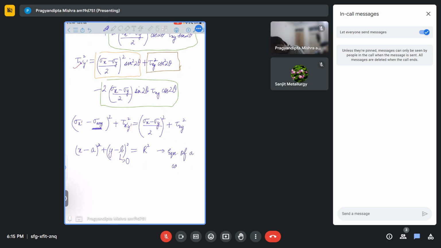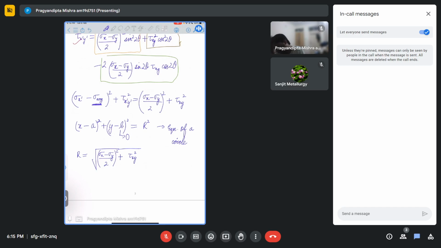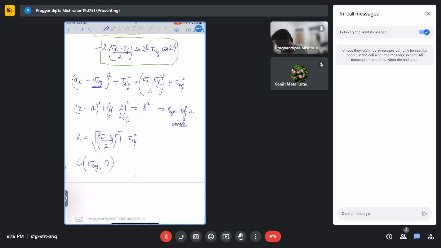So this is the equation of a circle, right? So the final equation is in the form of a circle, and we can say that your radius of the circle is equal to root of sigma x minus sigma y by 2 the whole square plus tau xy square. And the center of the circle, let's represent it as C so that it should not be confused with 0, is at a comma b, or sigma average comma 0. This is your center of the circle. This is your radius of the circle.